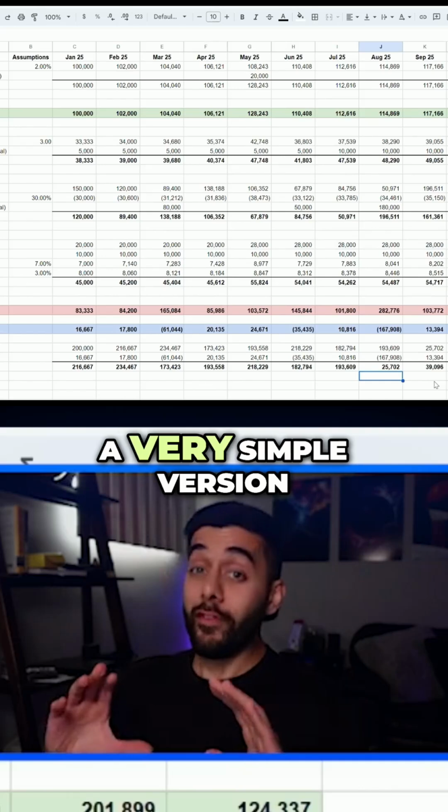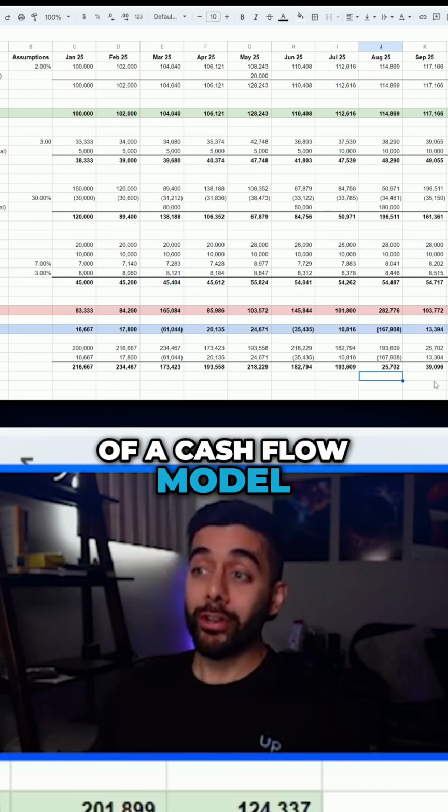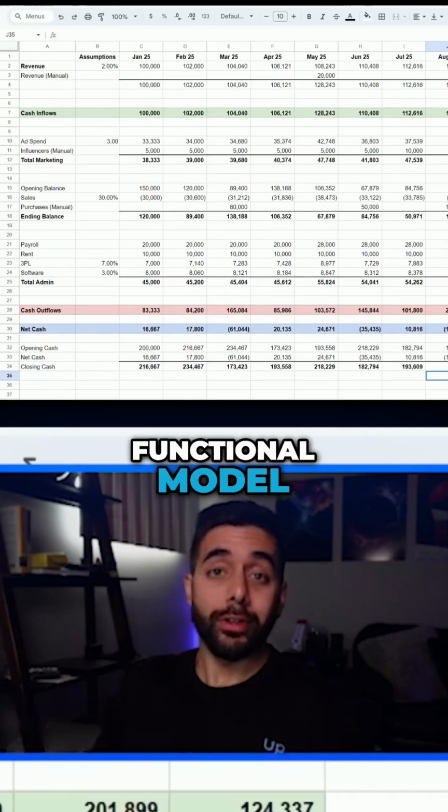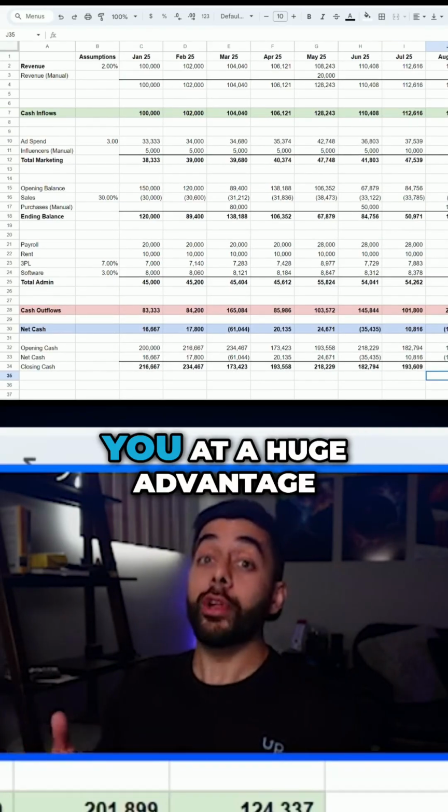And while this is a very simple version of a cash flow model, it is technically a functional model. And building something like this will already put you at a huge advantage.